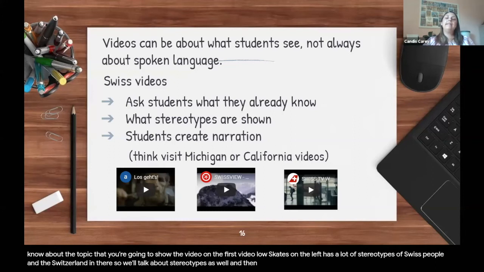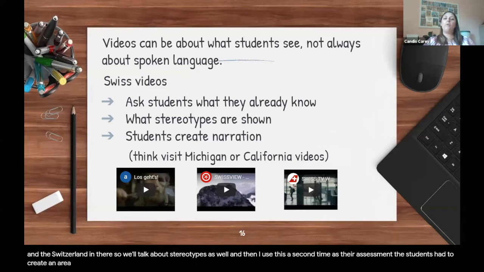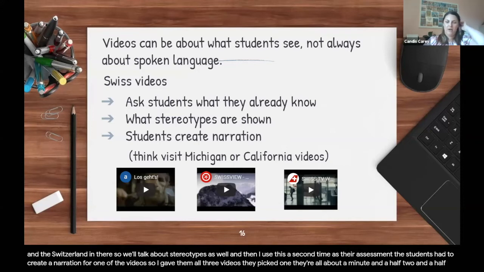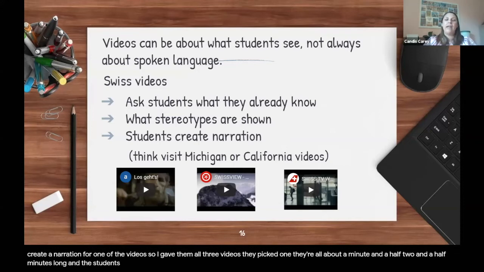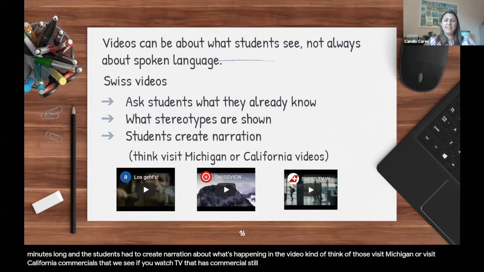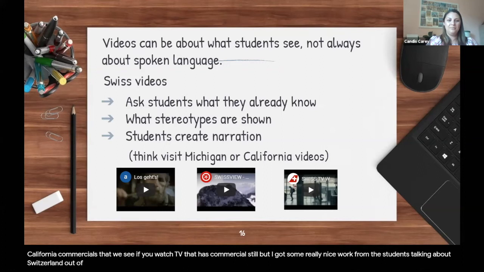And then I used this a second time as their assessment. The students had to create a narration for one of the videos. So I gave them all 3 videos. They picked one. They're all about 1.5 to 2.5 minutes long. And the students had to create narration about what's happening in the video. Kind of think of those Visit Michigan or Visit California commercials that we see if you watch TV that has commercials still. But I got some really nice work from the students talking about Switzerland out of this.